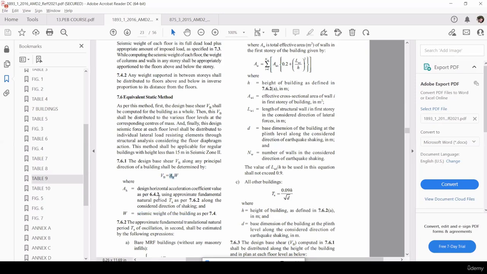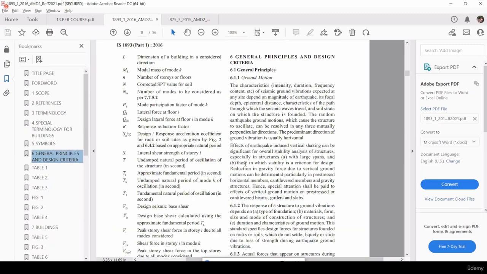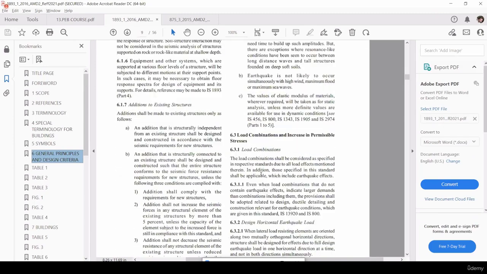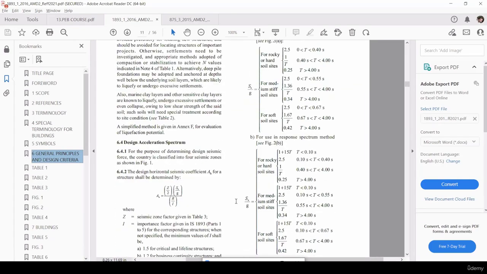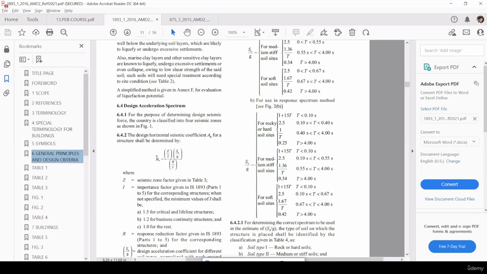So AH is nothing but a simple factor. So how to calculate AH? AH is as per 6.4.2. Here all the things you can find in the code. So AH can be calculated as per 6.4.2. Let us go to 6.4.2. Here, the design horizontal seismic coefficient is defined as AH is equal to Z by 2 into SA by G divided by R by I.